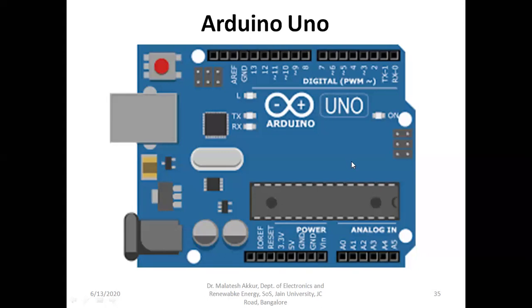Sorry, actually, the network issues. I think I am audible, right? Hello, sir. Yes, Malatesh, you're audible. Yes, sir. Actually, there are some network issues here. It is going to go off and on, so it is giving a small problem to me here. That's fine.